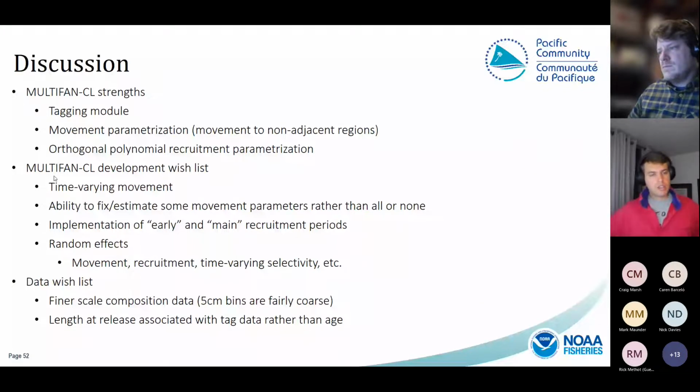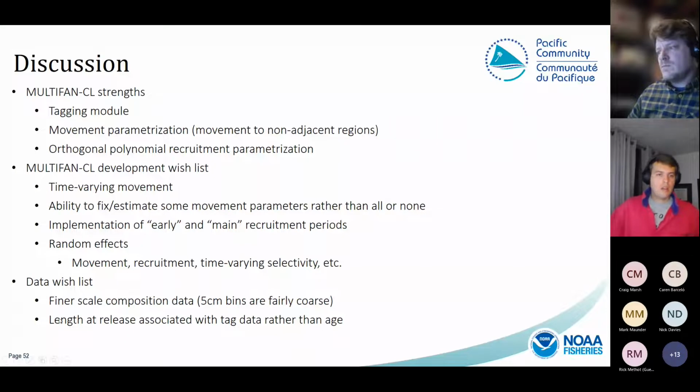And then in terms of a data wish list, if the data were to be resimulated for a completely new experiment, perhaps finer scale composition data. 5 centimeter bins were a little bit coarse to see good modal progression, especially in those younger years where the fish are growing quickly.